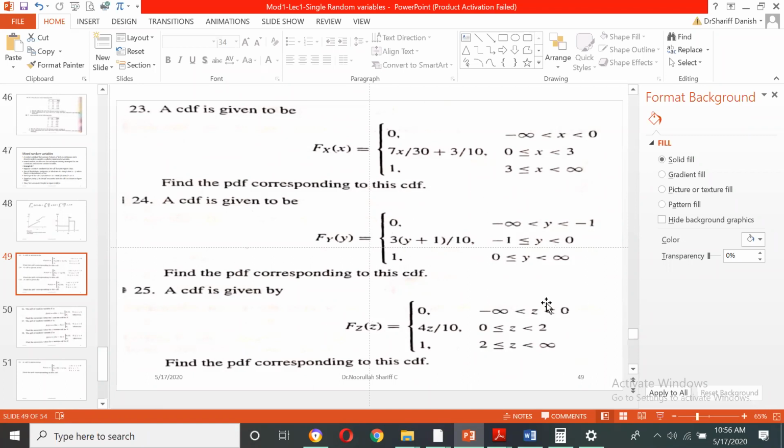Similarly, you can repeat the exercise for this. Between 0 to 2, it is 4z by 10. Between minus infinity to 0, it is 0. Between 2 to infinity, it is just equal to 1. So there won't be any discontinuity in this case, whereas here there will be discontinuity. Here also there will be discontinuity. That is the point to be remembered.